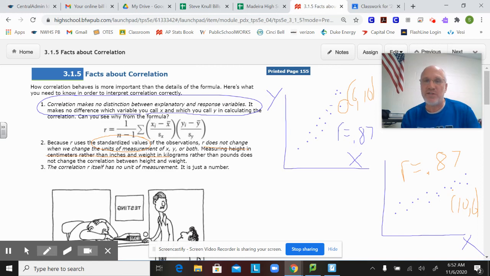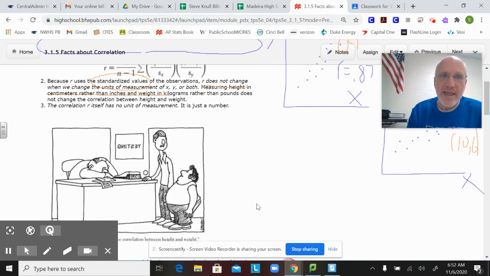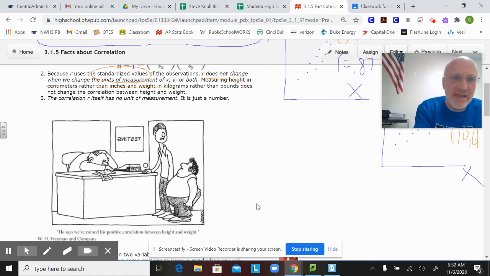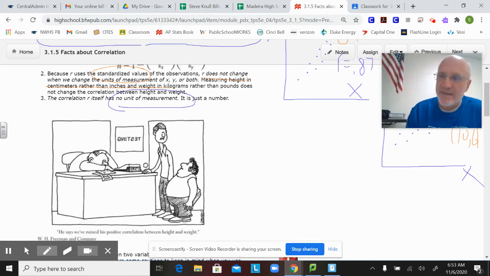Just changing the units does not change correlation. Okay, next. The correlation R itself has no units. It is 100% wrong to say the correlation coefficient is 0.7 meters. That is wrong and you will lose credit for it. The correlation is just a number. So use units lots of times when there are units.